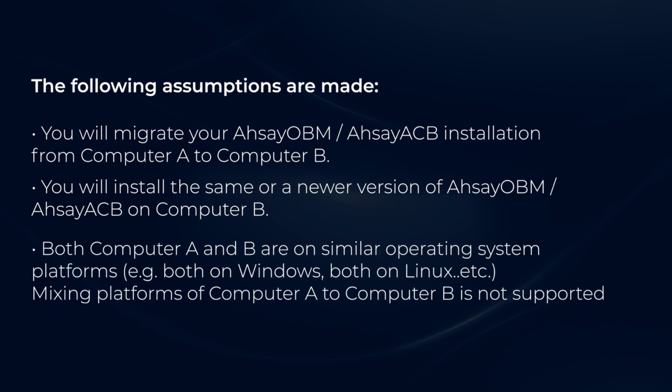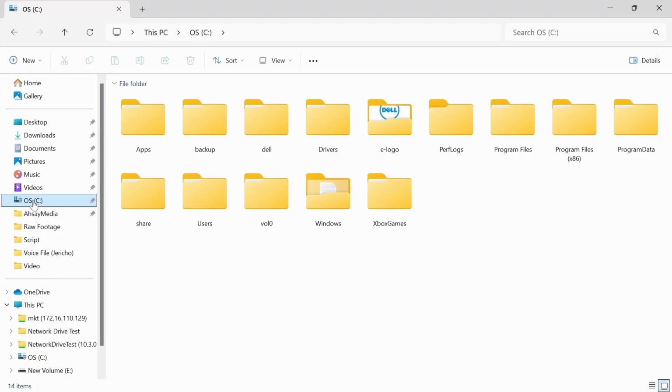Both computer A and B are on similar operating system platforms, such as both on Windows or both on Linux. Mixing platforms of computer A to computer B is not supported. Please follow the following steps. On the original computer, or computer A, copy the user config files and log files located at the following.